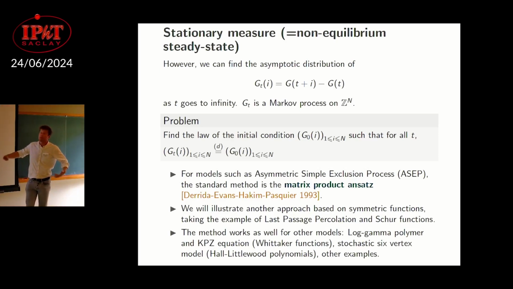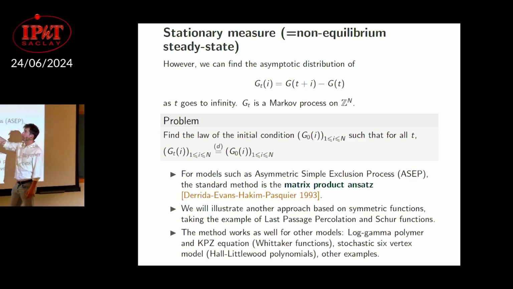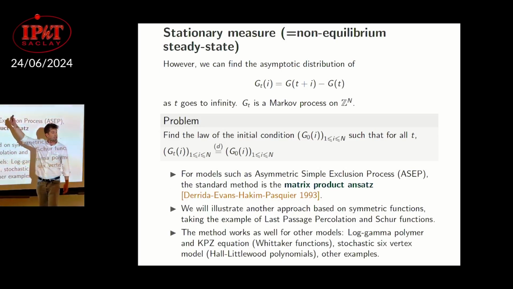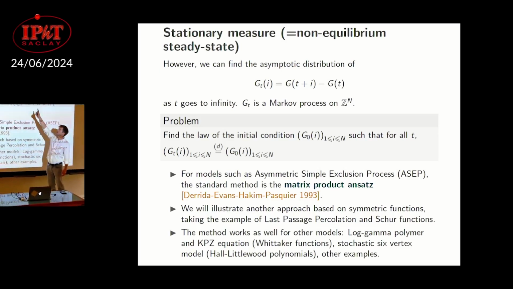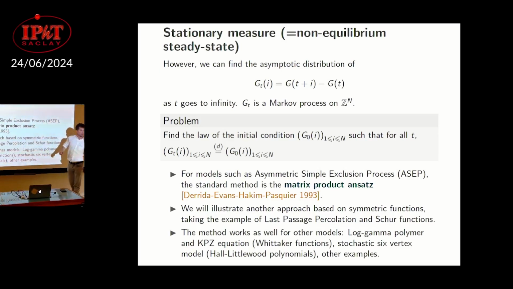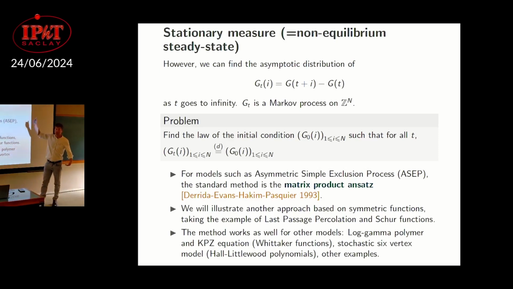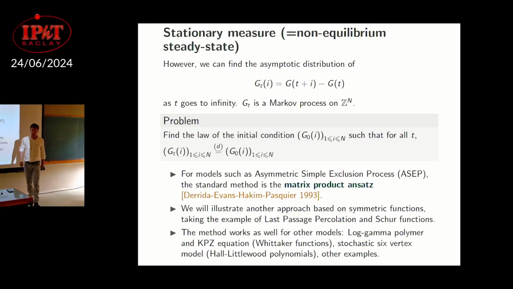stationary measure. So the problem becomes finding the law of the stationary measure. What I mean by that, we have to find a law on G0 such that if we define G_t(i) as G(t, i+t) minus G(t, t), then this G_t will have the same distribution for all t.